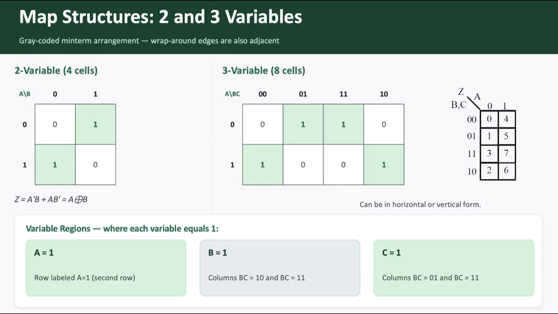Memorize these regions. They are the foundation for reading product terms from your groupings. One more thing, wrap around. The leftmost and rightmost columns are also adjacent because they differ in only one bit. BC equals 0, 0, and BC equals 1, 0 differ only in B. A grouping that spans the left and right edges is perfectly valid. Most exam mistakes come from forgetting this.